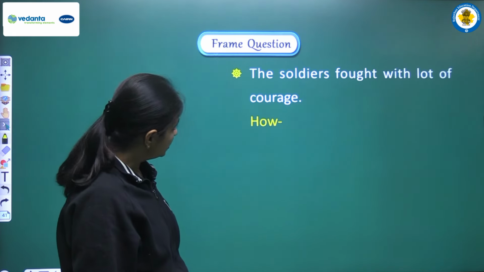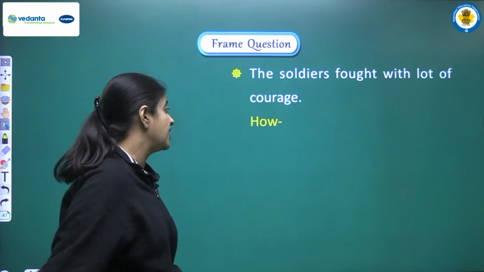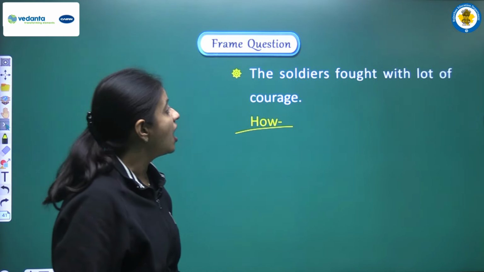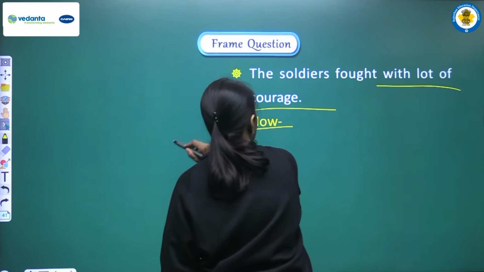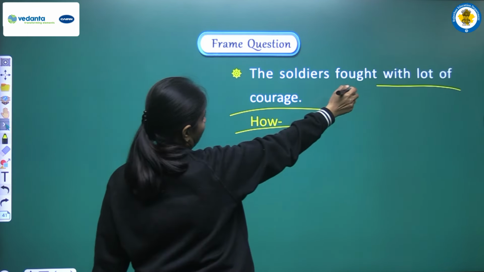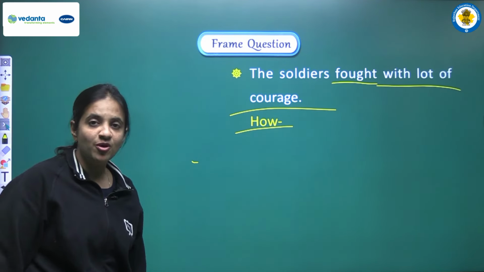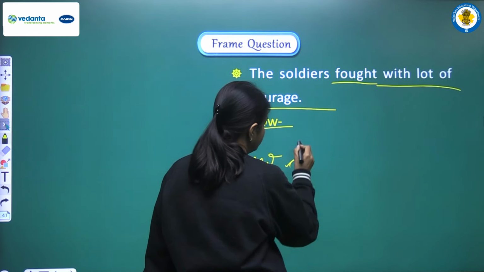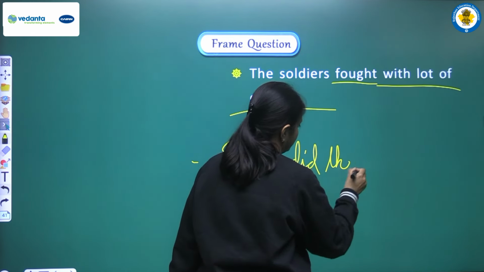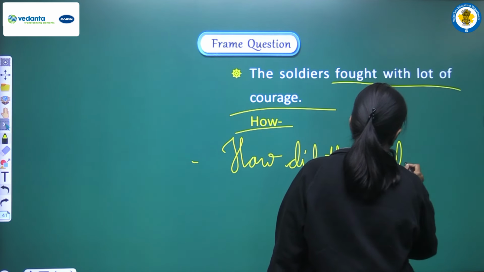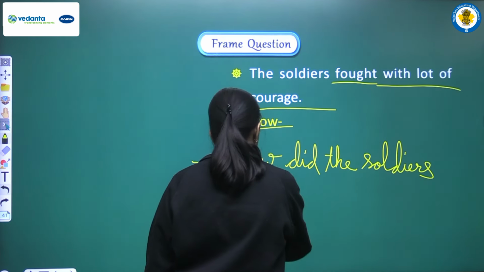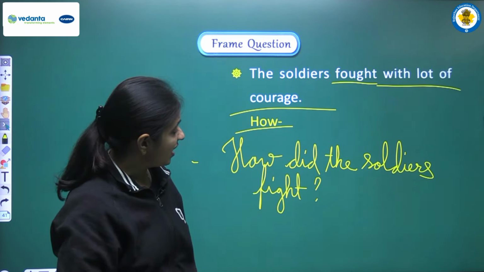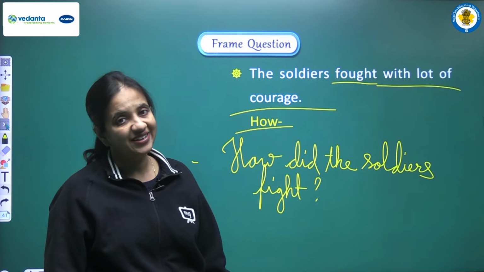Next is, the soldiers fought with lot of courage, and the question that we have to frame, that will be having how. So what is the answer of how? The answer of how is with lot of courage. So let's see how can we write. We are having fought here, that is second form of fight. It means we are having past simple tense here. So we can write, how did the soldiers fight? The answer is, how did they fight? They fought with lot of courage.